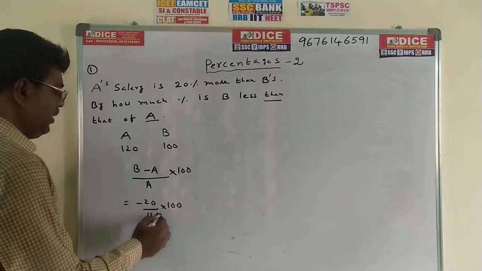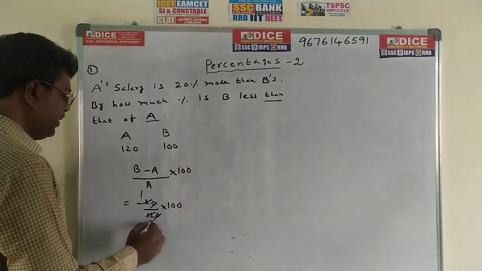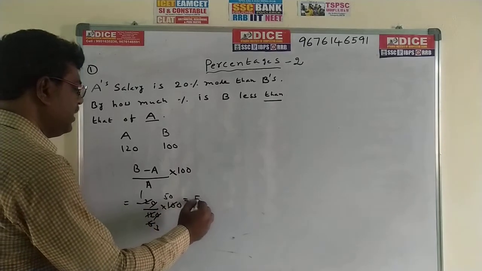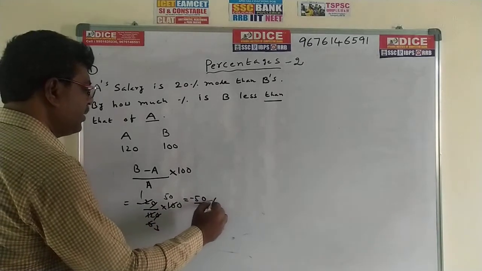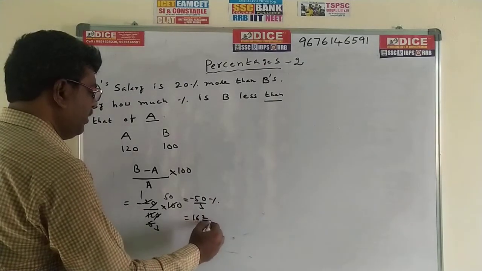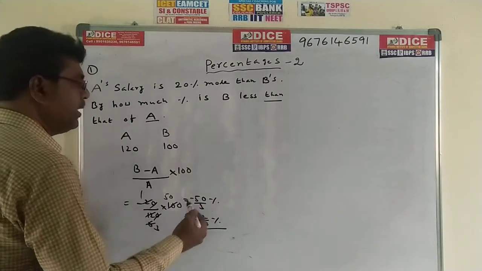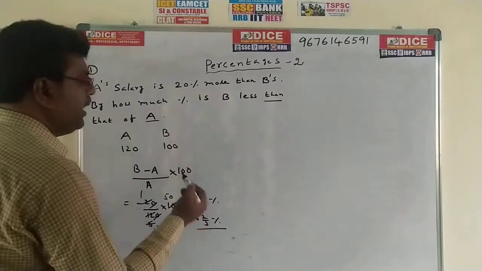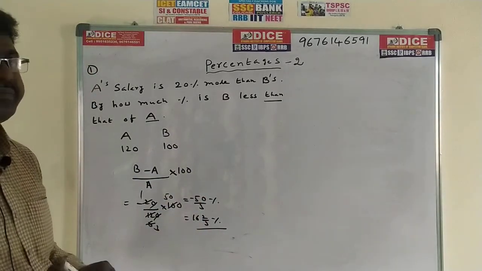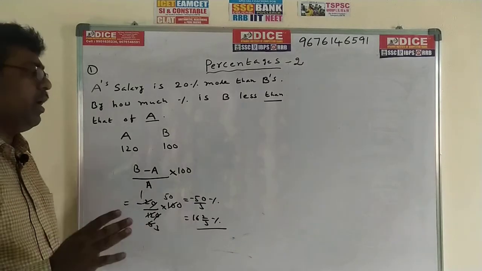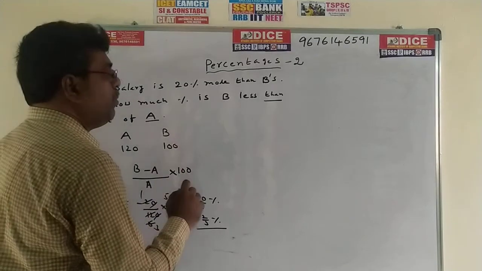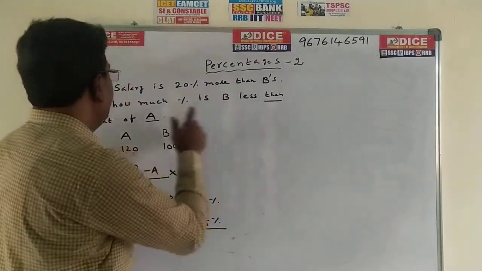So zero cancel, 2 ones are 2, 6 twos are 12, 2 threes are 6, 2 fifties. So the answer is minus 50 by 3%, nothing but 16 2 by 3%. We don't write the negative. Less than means you will get the answer as negative, that's why don't take negative. So the required answer is 16 2 by 3%. In this formula, the most important word is "than", that of A.